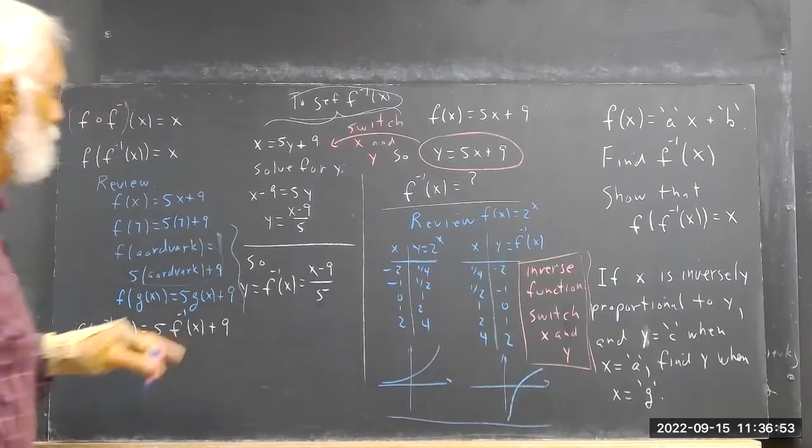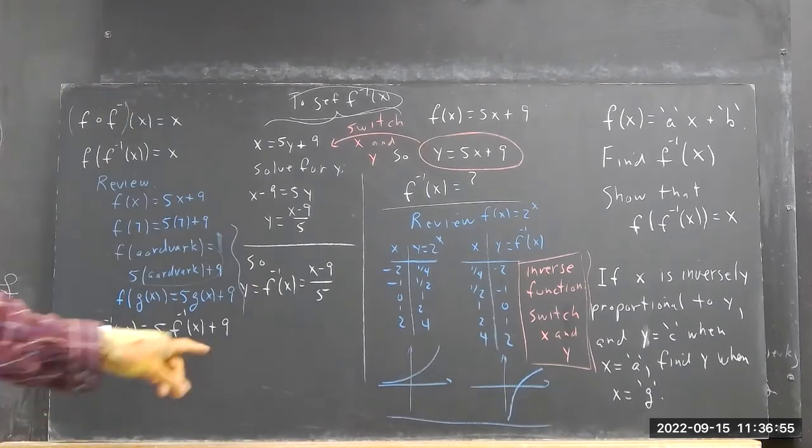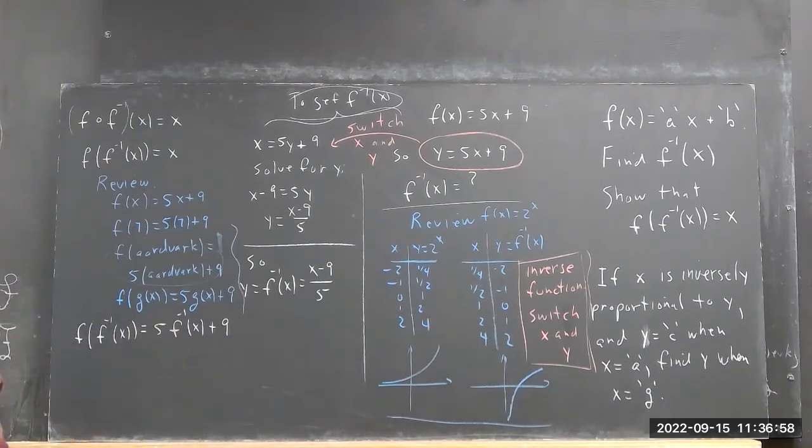Okay, well, that's 5 times f inverse of x plus 9. Now, do we have an expression for f inverse of x?